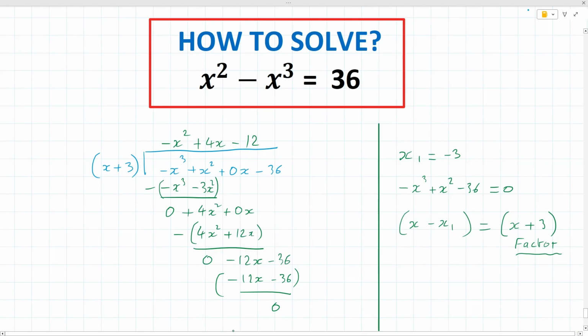Now, as you get used to doing these long divisions, you will be able to do them faster and faster, just like you learn long division normally. So this process shouldn't take you a very long time once you get used to it. So it's a good strategy.